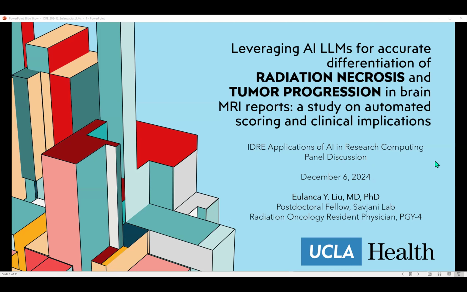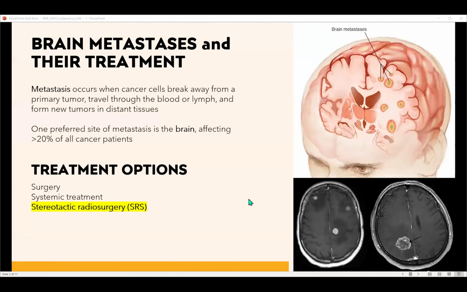But for this talk, I wanted to talk about a recent project I've been working on leveraging LLMs for accurate differentiation between 2 conditions that affect our patients who have brain metastases, so radiation necrosis or tumor progression. And I'll dive a little bit more into detail.